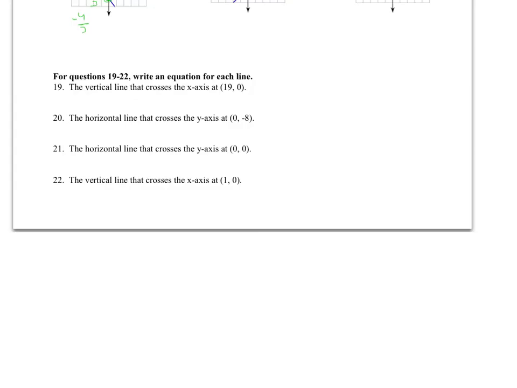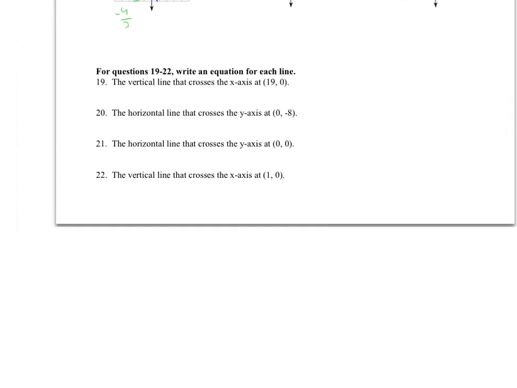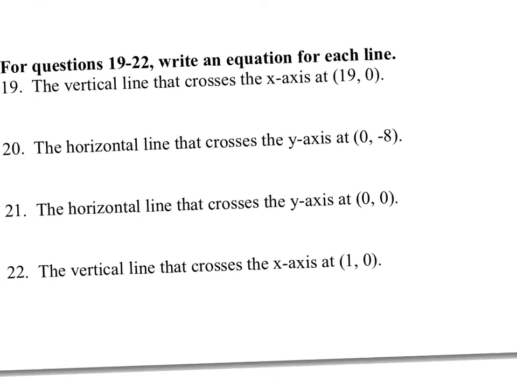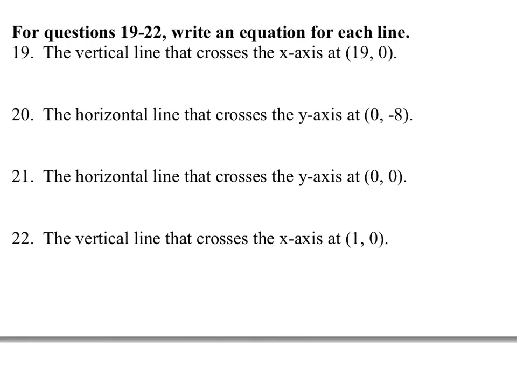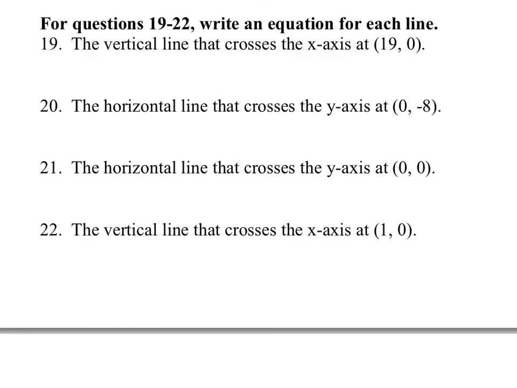Our last part of this video is going to focus on these questions. And these are difficult questions, so that's why I'm going to take the time to do them. Now, a vertical line is of the form x equals. It has to go through this point, which means it must have the value of 19 for its x. And that is all you need to do.